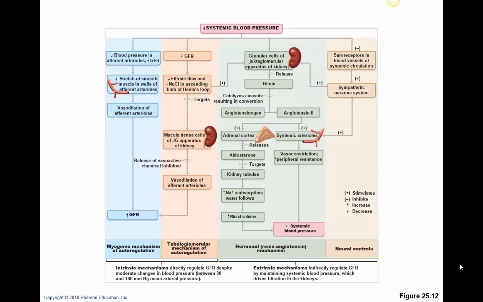So we talked in our first lecture about the importance of the kidneys in regulating blood pressure and blood volume. This flow chart I want to refer to again just to summarize some of the concepts we talked about in the first lecture. If we look at the kidneys' role in controlling blood pressure, this flow chart summarizes both the intrinsic mechanisms, which are mechanisms acting right within the kidney, and the extrinsic mechanisms, which are those acting outside the kidney.